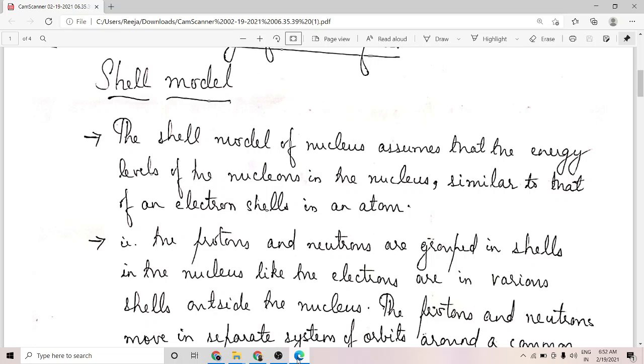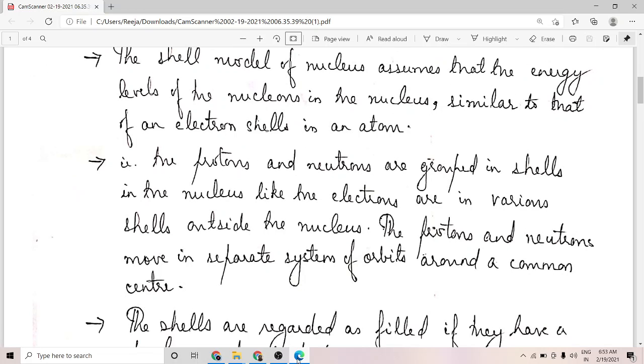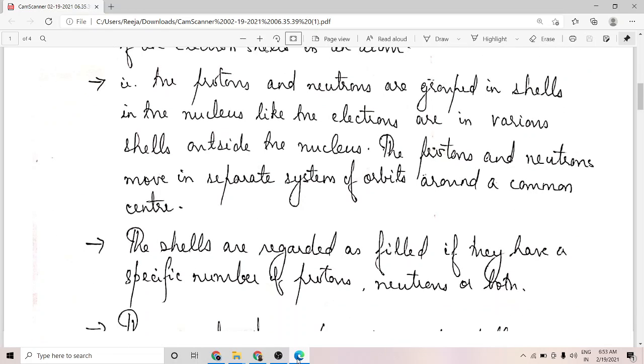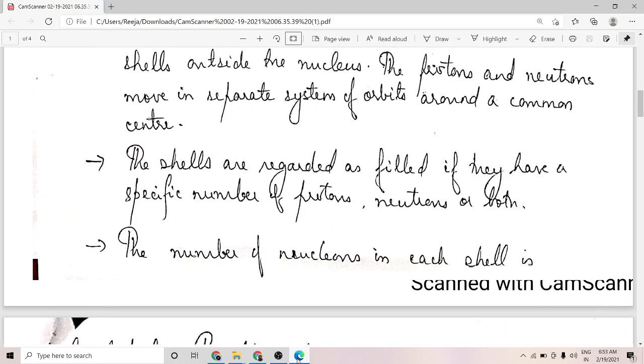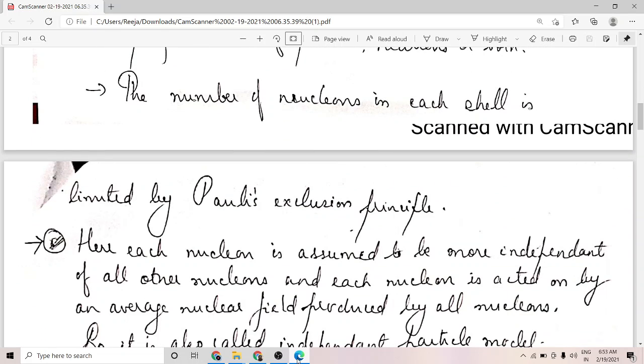That is, the protons and neutrons are grouped in shells in the nucleus, in separate shells inside the nucleus, just like the electrons are in the various shells outside the nucleus. The protons and neutrons move in separate system of orbits around a common center. Now, the shells are regarded to be filled if they have some specific or particular number of protons and neutrons, or both. Now, the number of nucleons in each shell is limited by Pauli's exclusion principle.